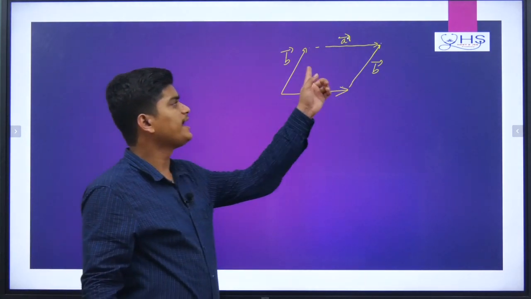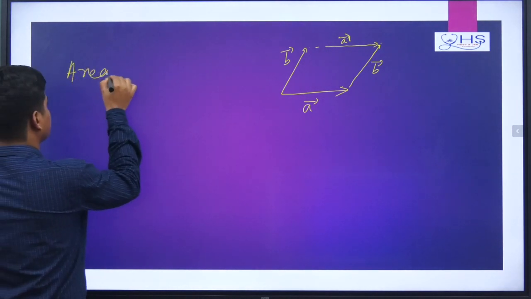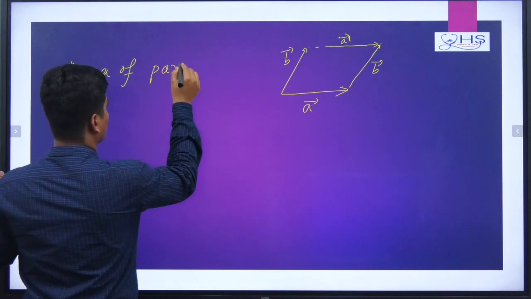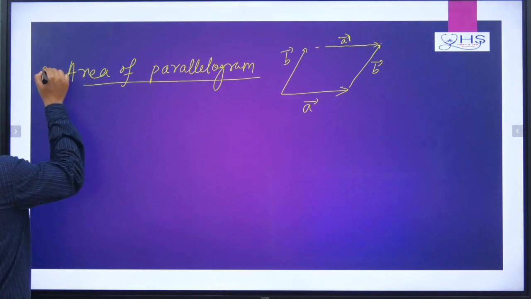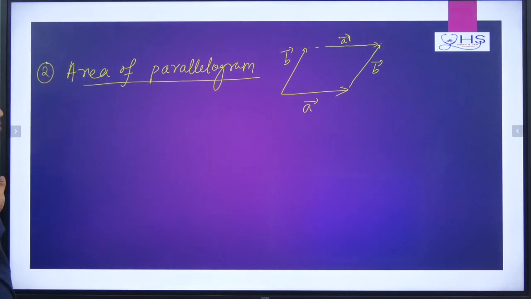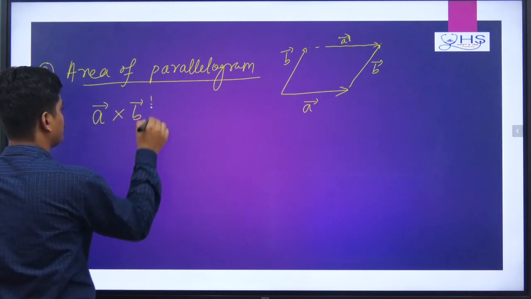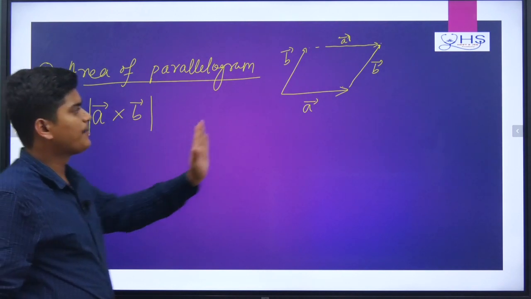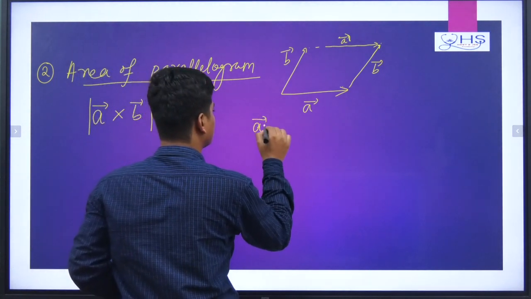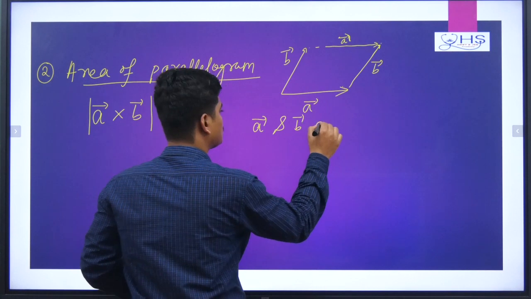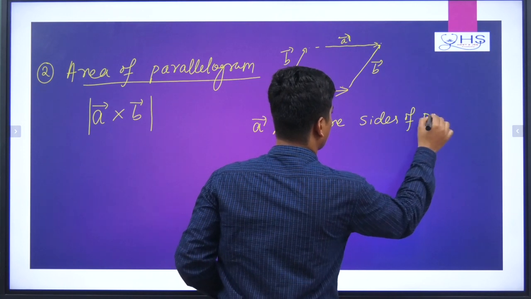Now suppose I want to find the area of this parallelogram. Then I can write area of parallelogram. Here it is our number 2 point. Area of parallelogram, how much is it? That will be the modulus of A cross B. So remember, if a parallelogram is given and you have the A vector and B vector, you can write that A vector and B vector are two sides of the parallelogram.